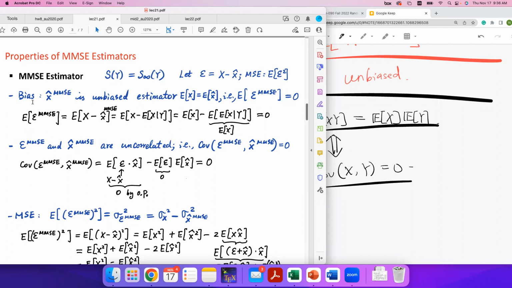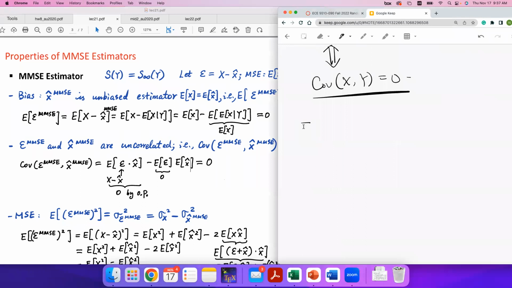And we have shown in the previous part that the expectation of this epsilon error is 0, right? It is unbiased. So the entire second term is 0. So we just need to look at the first term. The first term is epsilon times x hat taking expectation. So it's the expectation of epsilon times x hat.